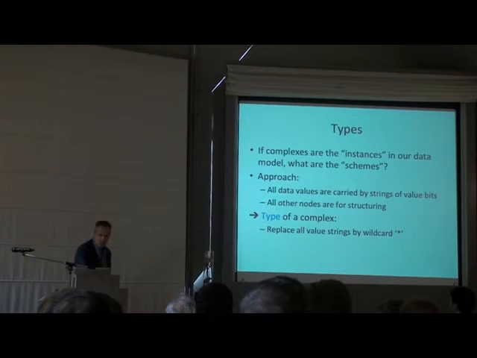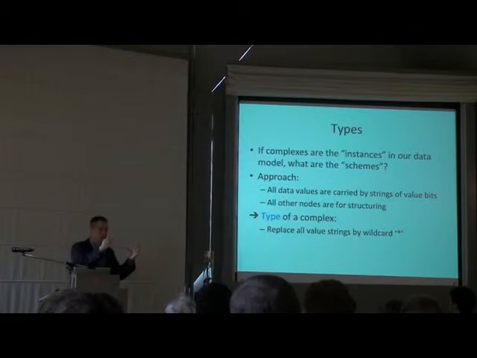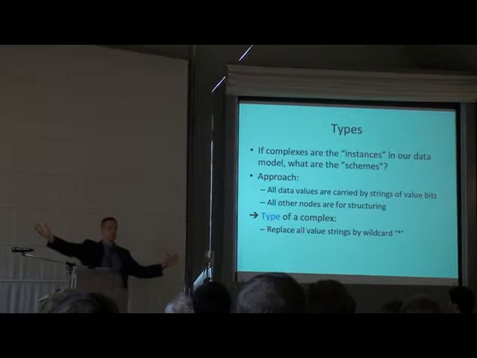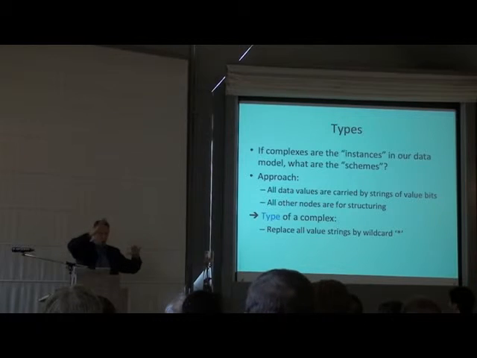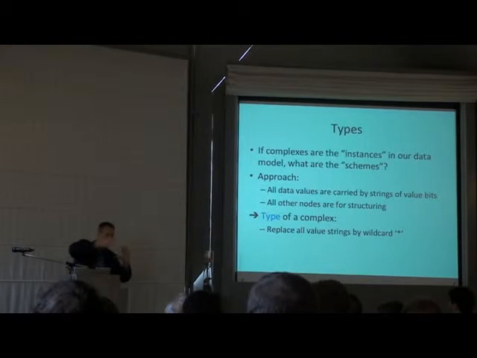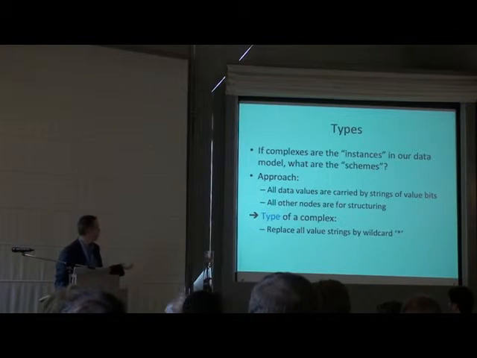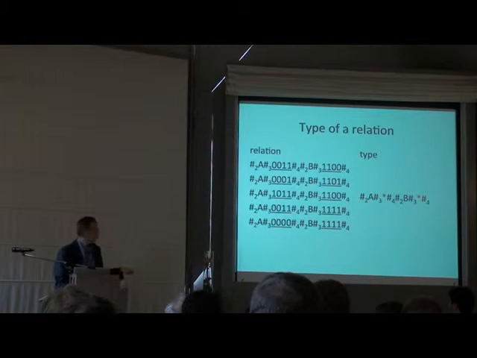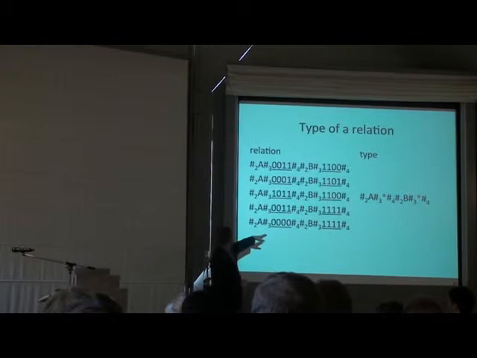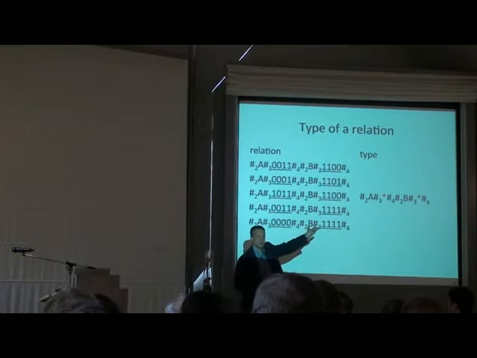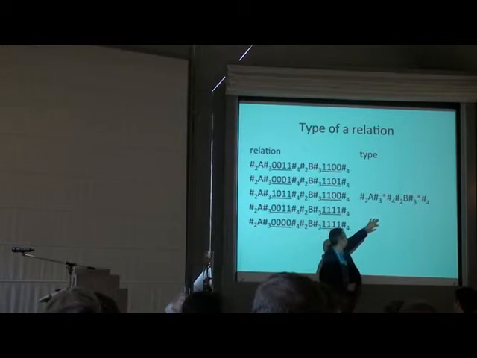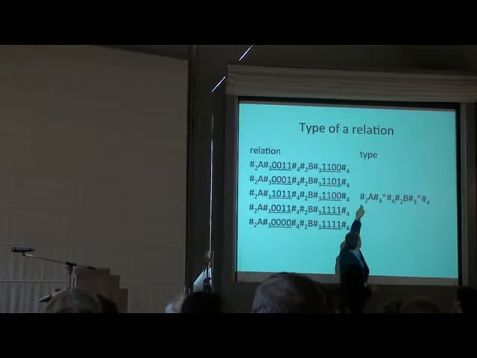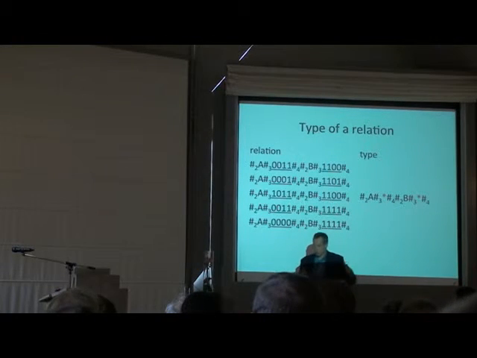Our approach is that the data values, which are strings of value bits, are the data. So you have a big complex, but there will be strings of value bits in places. And this is our data. All the other DNA strands are just there for manipulation and structuring. The type of a complex is simply the complex where you replace all the strings of value bits by an asterisk. For example, the type of this relation, which contains 5 tuples, is just this. It gives you the structuring, but it omits the actual data contents.